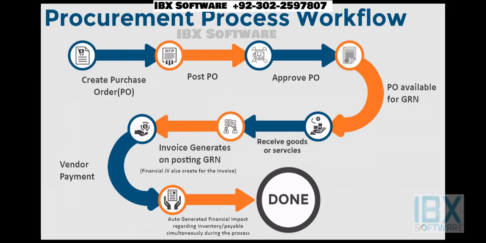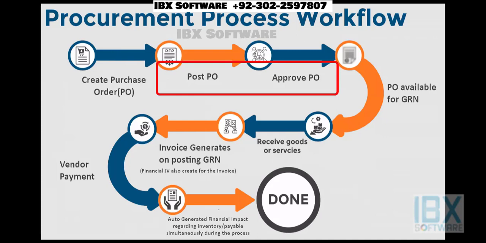So, let's get started. We start with purchase order with 3-level approval authority. First level is create the document, second one is posting, and third one is approval. Only approved document is available for the next stage, goods receipt note.